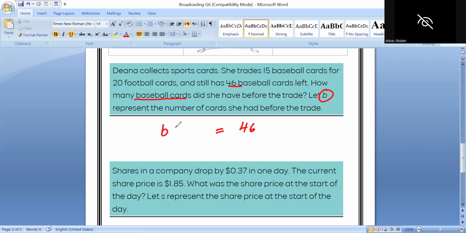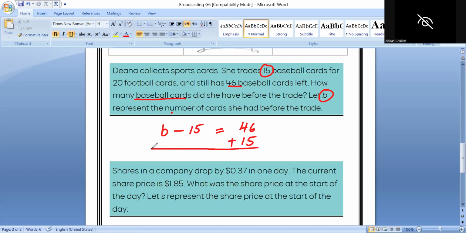I need to write the sign and I need to write the other number. If I want to find out the total number of cards, if I add 15 into the 46, I can get the total cards. So I will write here plus 15. What is the inverse of the plus? Minus. So I can write here minus 15.